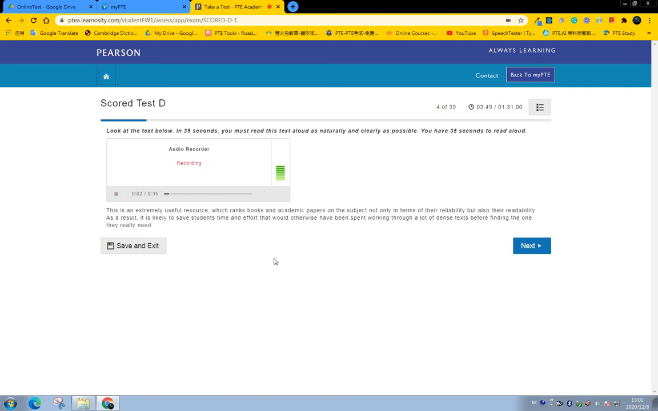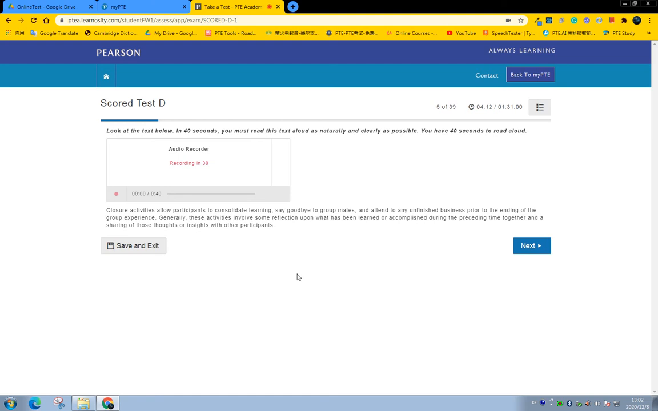This is an extremely useful resource which ranks books and academic papers on the subject not only in terms of their reliability but also their readability. As a result, it is likely to save students time and effort that would otherwise have been spent working through a lot of dense texts before finding the one they really need.